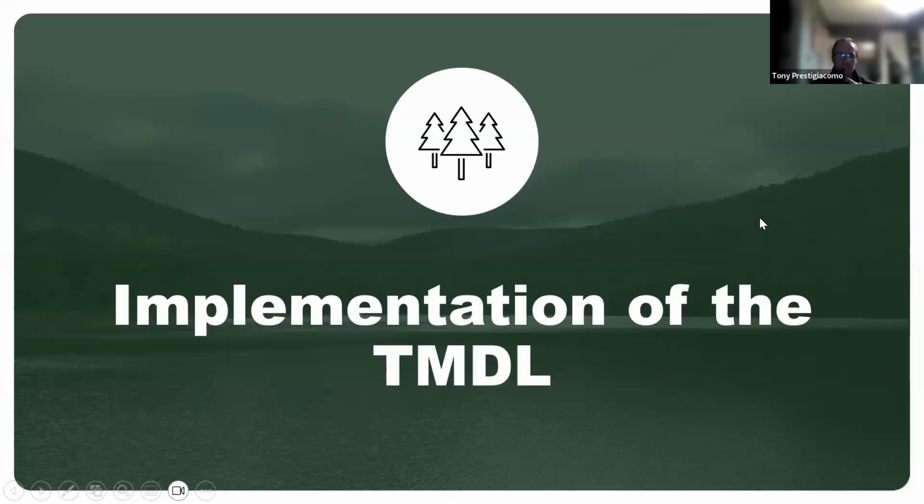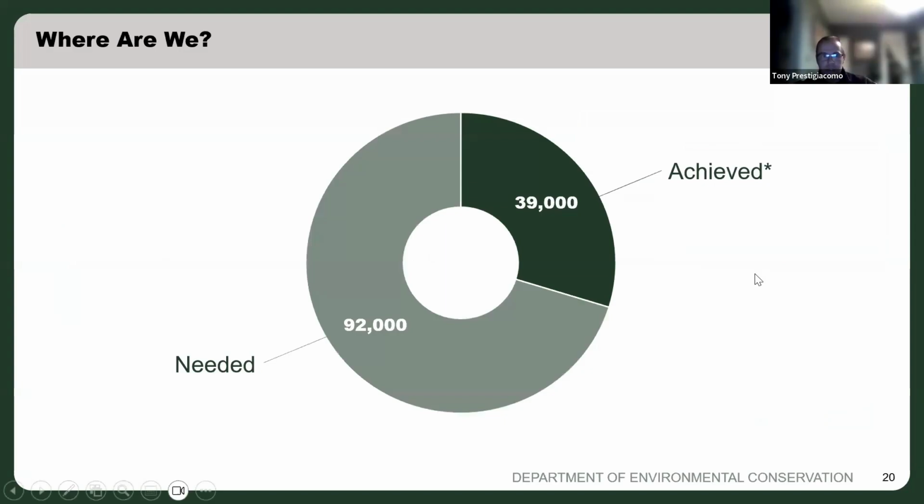All right, so implementing the TMDL. In the TMDL itself, you'll see a table, a long list of the projects that have been implemented in the Cayuga Lake watershed from 2013 through 2023, so about a decade. And those come from DEC's non-point source database and from a few grant programs. And so, inventorying what's been done in Cayuga Lake's watershed over the past decade.